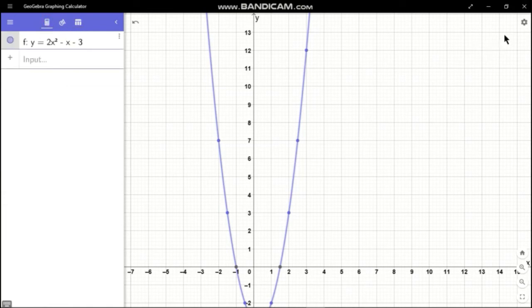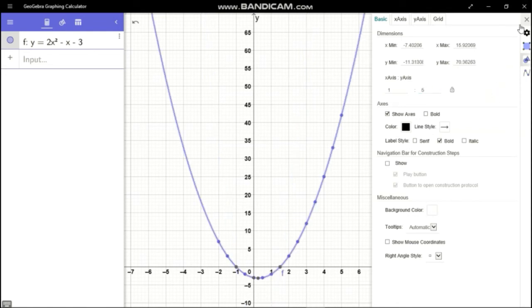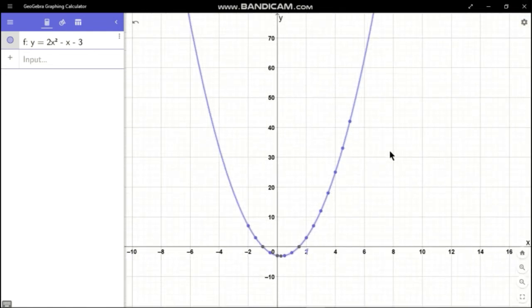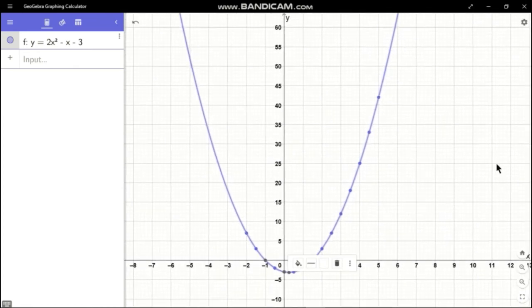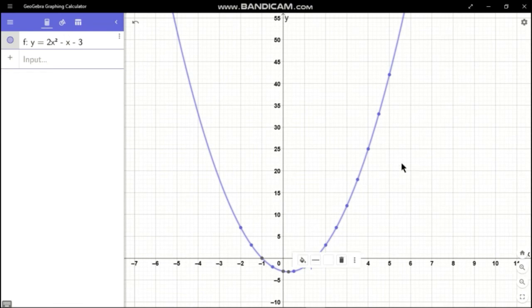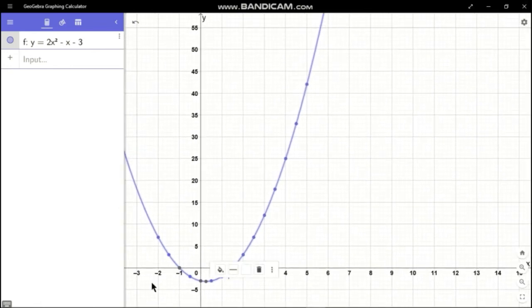And then for 1b, the question asks us to draw the graph 2 cm to 1 unit for the x-axis and 2 cm to 5 units for the y-axis. So when you go to settings, set the y-axis as 5 and the x-axis as 1. So we get 2 cm to 1 unit on the x-axis and 2 cm to 5 units on the y-axis. And then we settle our 1b. We go to 1c.